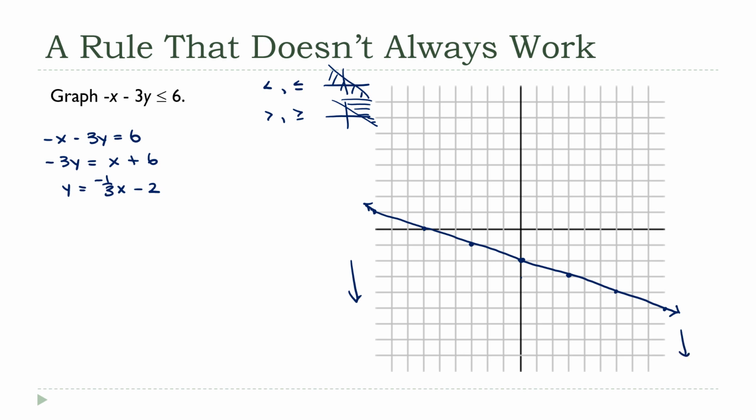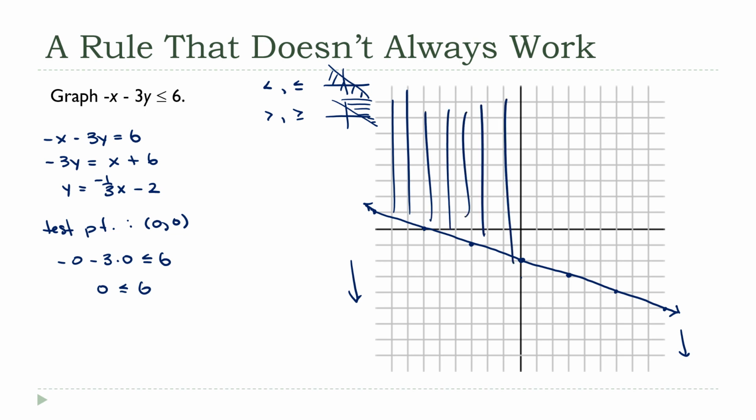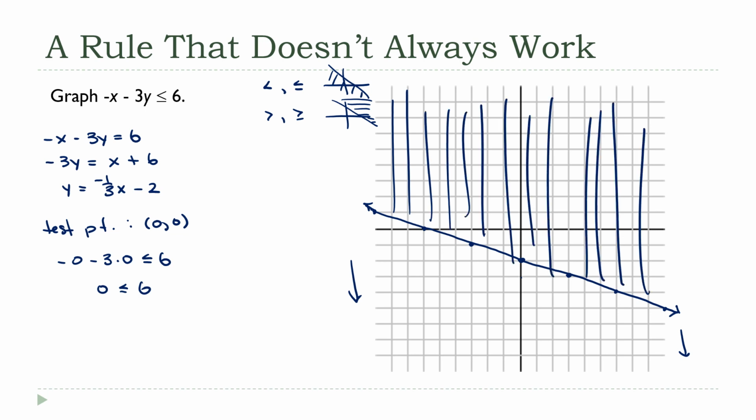But watch what happens when I pick my test point. I'm going to use the origin. I always do when I can, and the origin's not on the boundary, so that's a safe point to use. And if I put that into the inequality, negative 0 minus 3 times 0, that left side is 0, and look at that. That's true. 0 is less than or equal to 6. So here, my solution is not the region below the line, it's the region up here above the line.